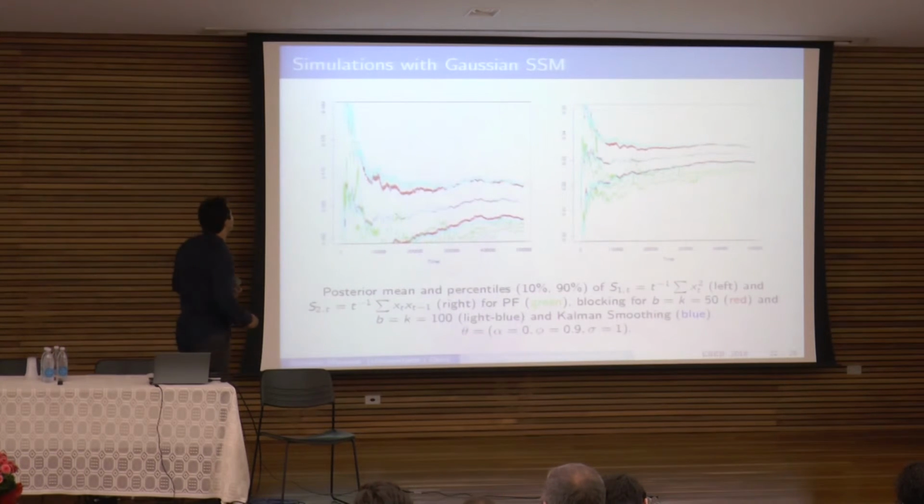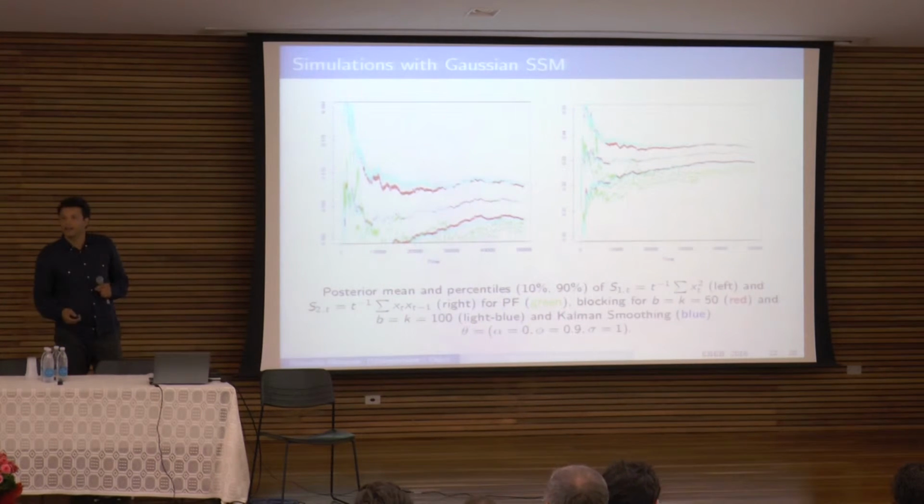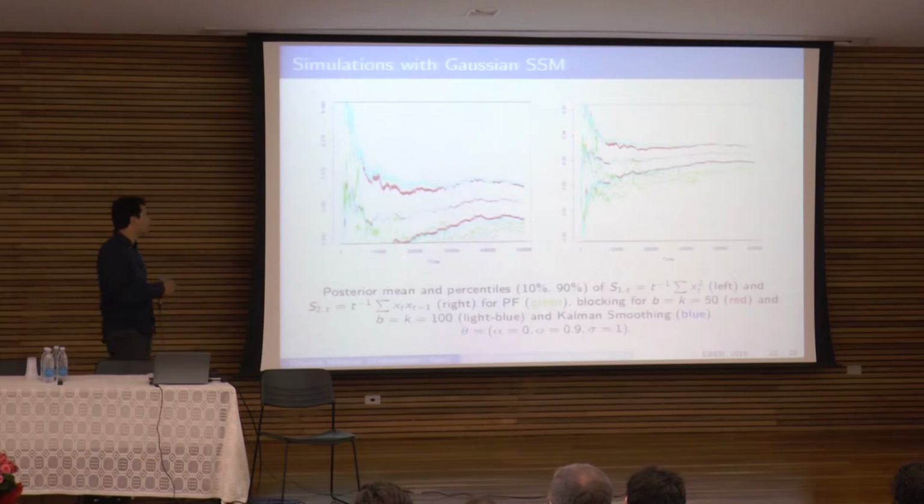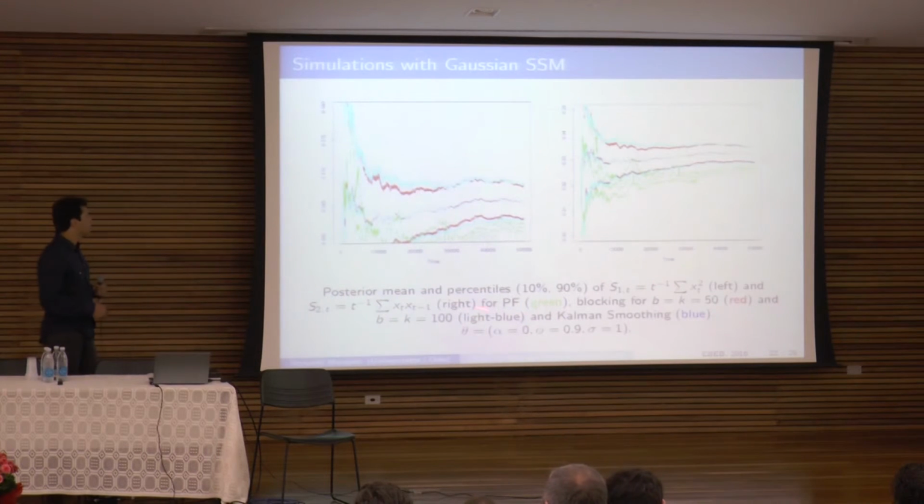Let's see some experiments here. The simulation uses a Gaussian state space model. I know the true posterior because it's Gaussian. The observation model is Gaussian, the latent model is Gaussian, so you can run the Kalman filter. Here the green is the particle filter, the ordinary particle filter. The blue you can see as the truth.